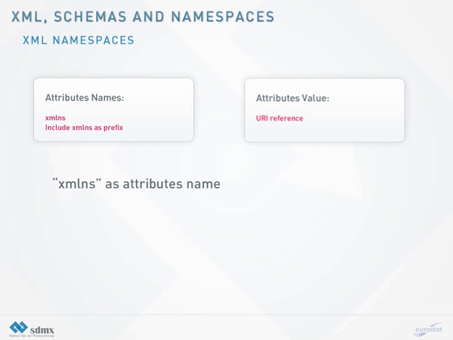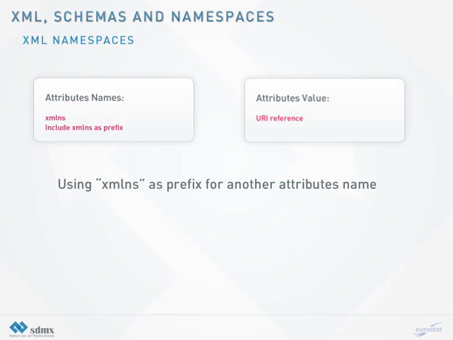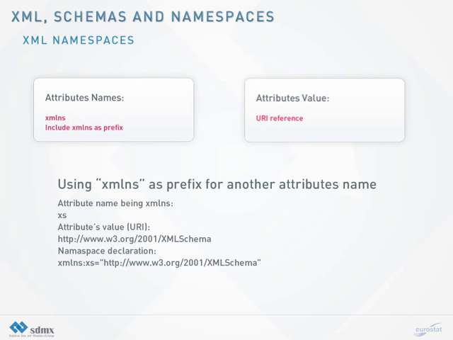Here is an example of using XMLNS as an attribute name. We have the name and the value for the attribute, and finally, the namespace declaration. We can see another example using XMLNS as a prefix for another attribute name. If this attribute name is XS, and with the following attribute's value, the namespace declaration should be as follows.